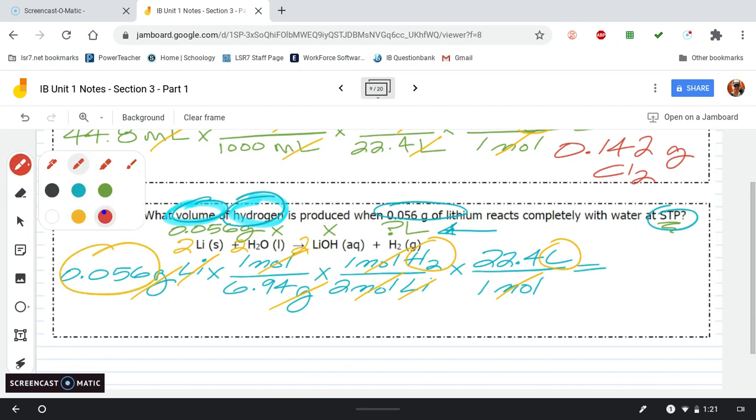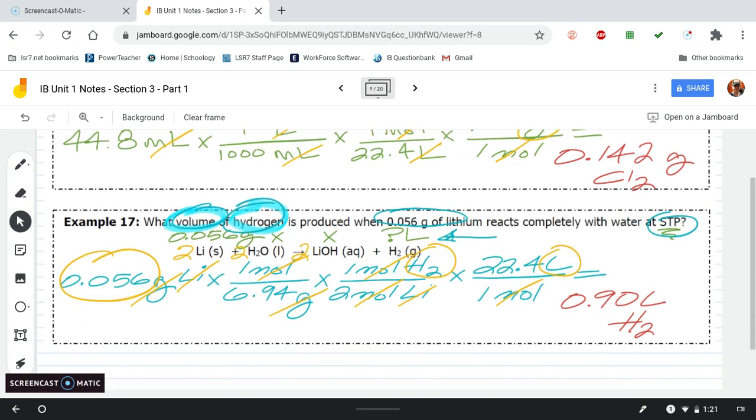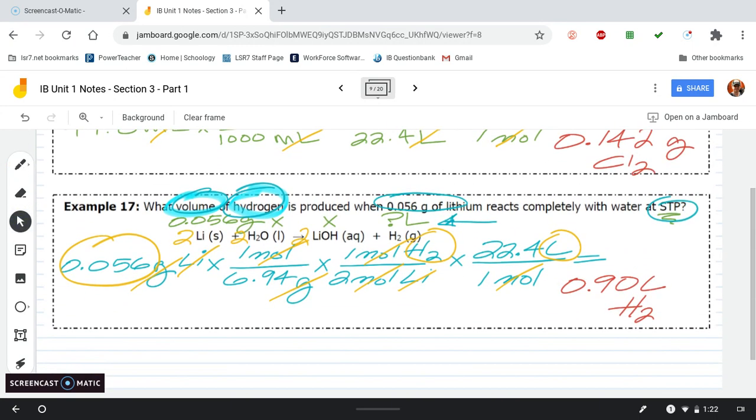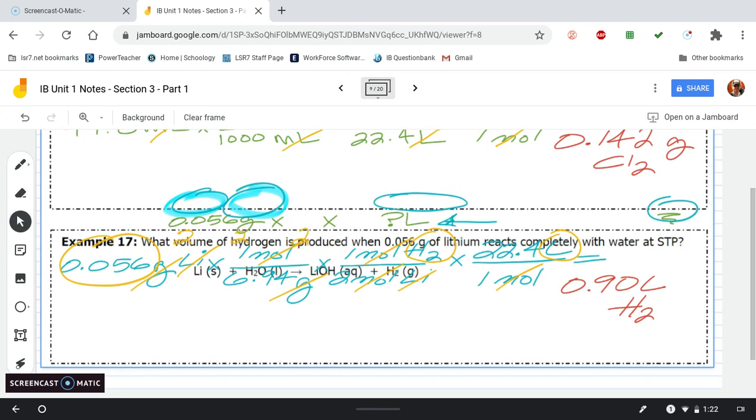So change the pen color: 0.090 liters, and it was hydrogen. So there you go. All right, take a look at that. Hopefully you're able to maybe get it by yourself, but if not, that's the process. So, okay, going to pause the video here, and we'll pick up on something else here in a bit.